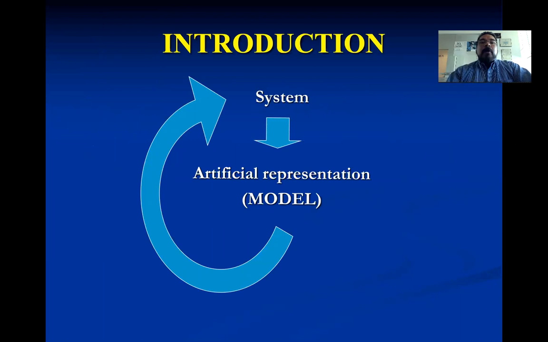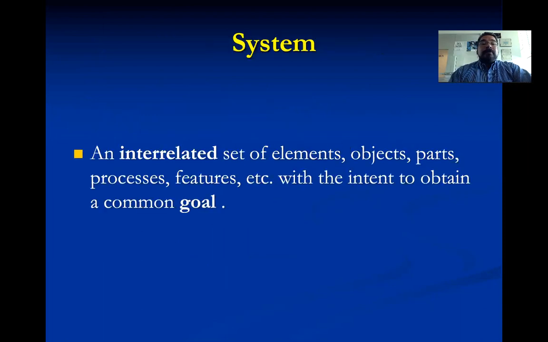First, we are going to be working with systems and with models. Models are going to be the artificial representation of those systems. A system is an interrelated set of elements. Those elements can be objects, parts, processes, features, etc., with the intent to obtain a common goal. This is really important. For example, if we are going to simulate a Starbucks facility, we need to establish which is this main common goal.